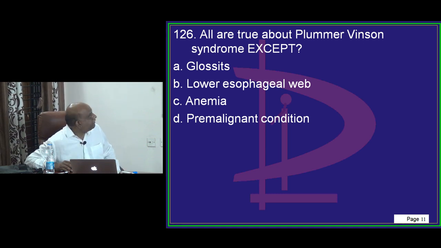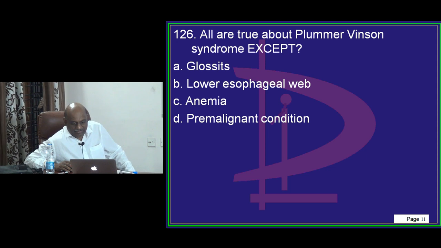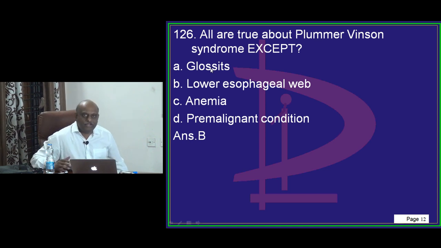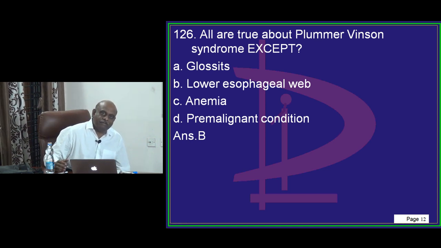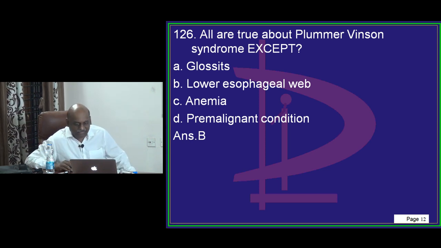Revati is proposing anemia. Anemia is a classical thing, na Revati. Iron deficiency anemia is a classical feature. Ritvik says glossitis. Is it lower esophageal web or upper esophageal web or mid esophageal web? Aur ek bar jaake aap dekhna padega. Right? That's good.